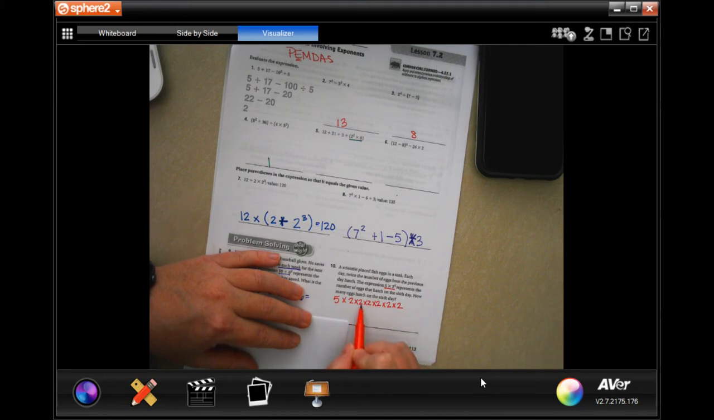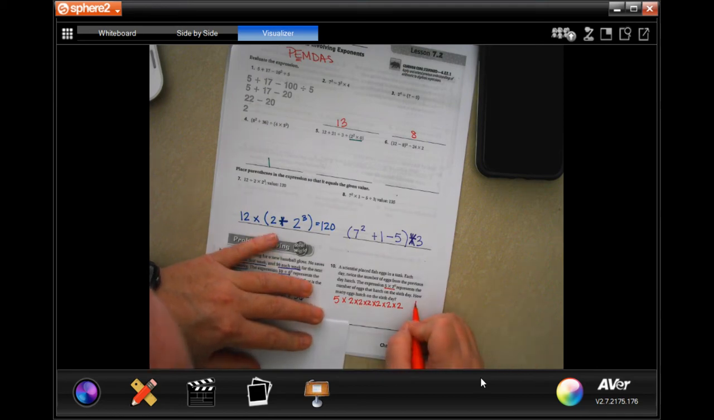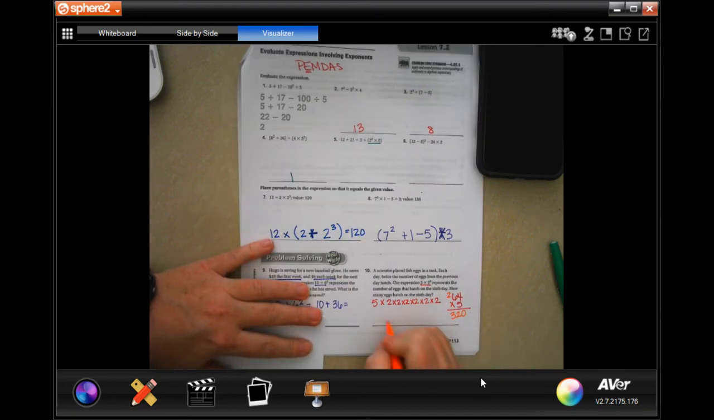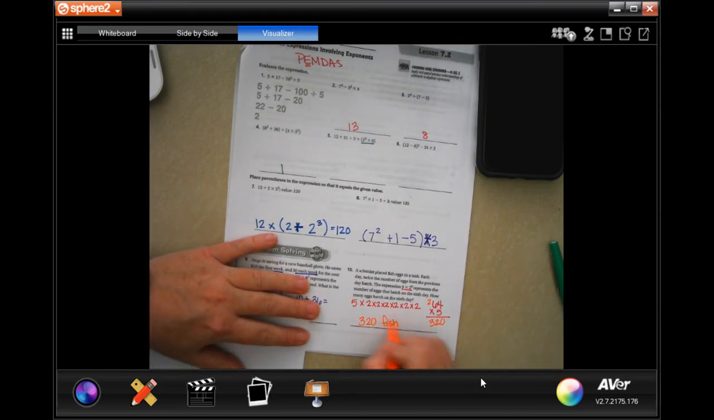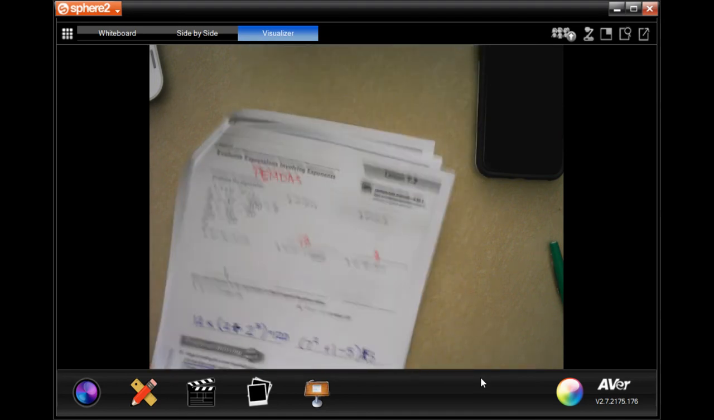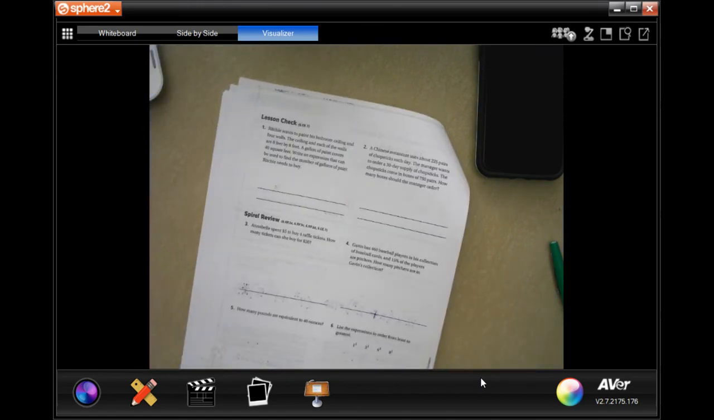8 times 2 is 16. 16 times 2 is 32. 32 times 2 is 64. So now to do 64 times 5. All right. 5 times 4 is 20, carry that 2. 5 times 6 is 30, plus 2 more, 32. So 320 fish. Don't forget, or eggs. You can put eggs. Fish eggs. Okay, there we go. Okay. You guys are going to do the lesson check on the back. You totally can. I believe in you.